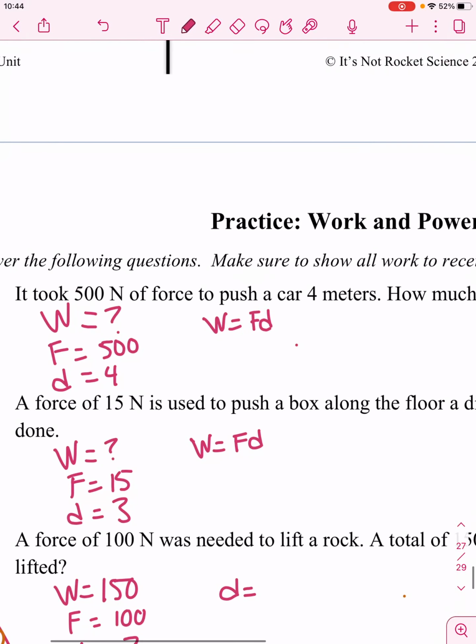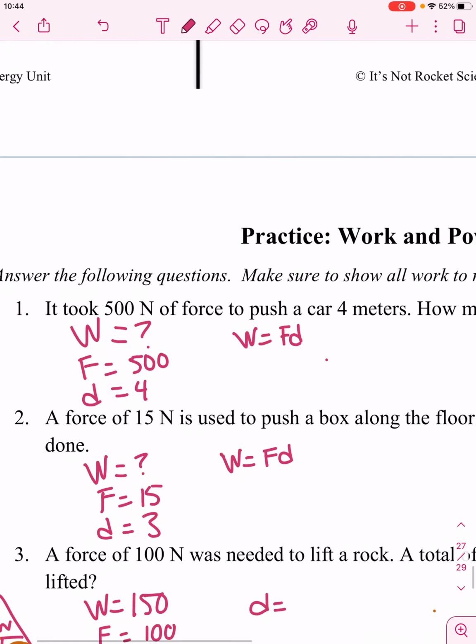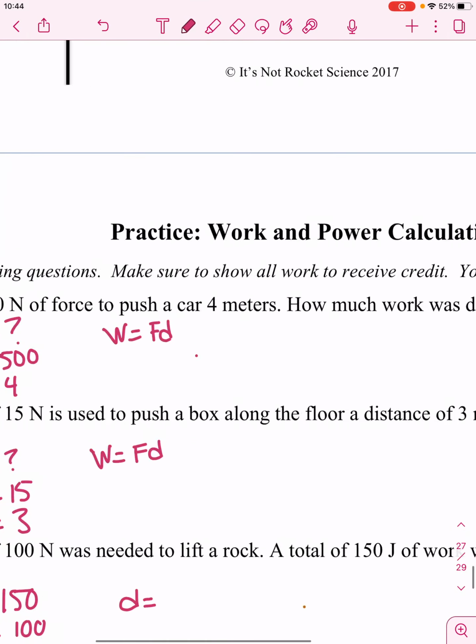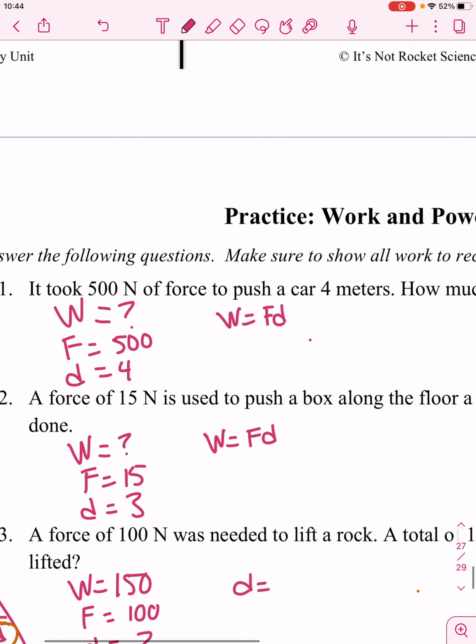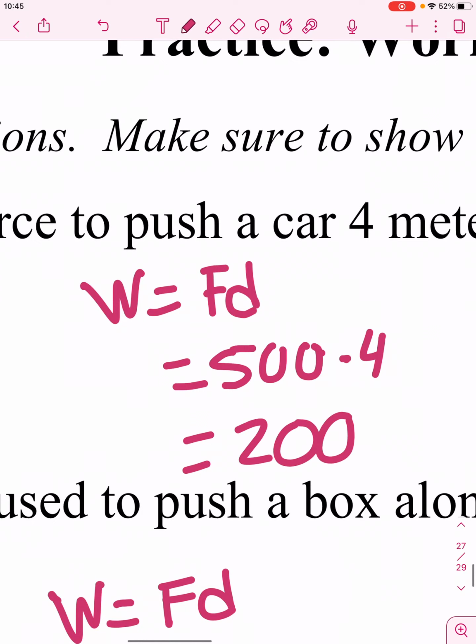For today, I'm going to go over the answers that you worked on just now during class, on page 27 here. Number one said it took 500 newtons of force to push a car 4 meters. How much work was done? This is just a simple plug and go equation. We have my force, 500, my distance, 4, and we just plug that in. 500 times 4 equals 2,000. And then work is in joules.